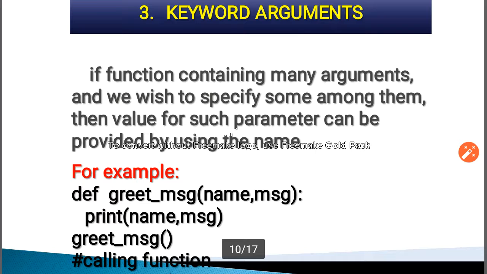Now the next argument is the keyword argument. This is the third type of arguments. If a function contains many arguments and we wish to specify some among them, then the value for such a parameter can be provided by using the name. Just see.